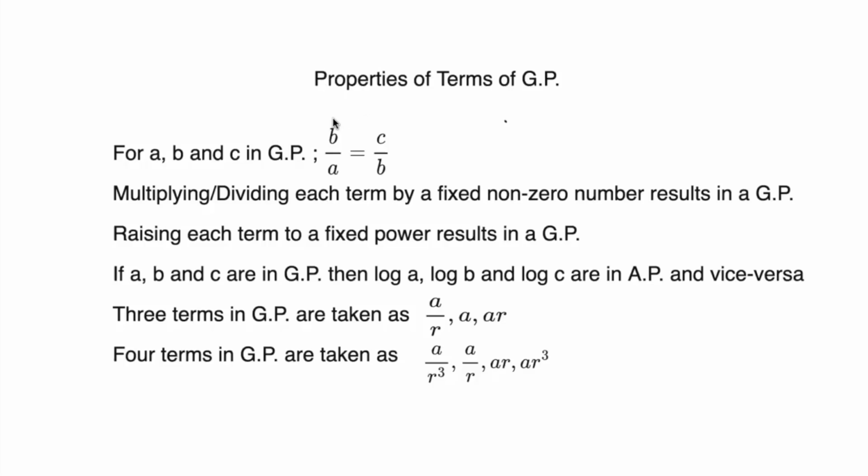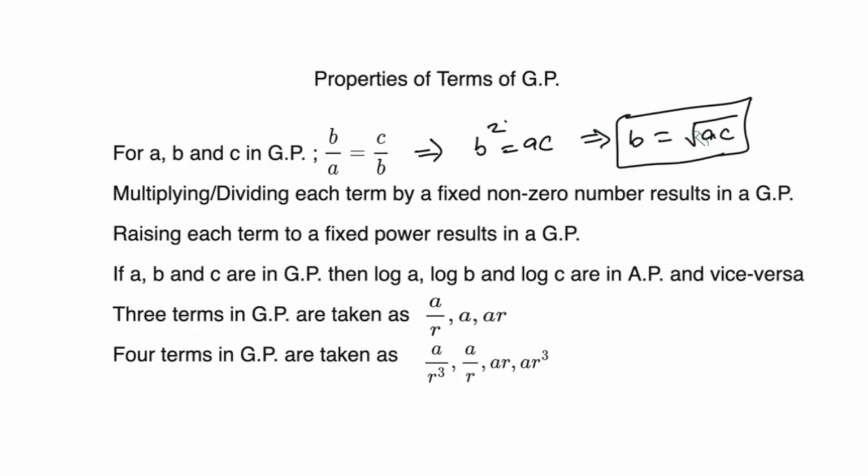Properties of terms of a GP. For any three terms A, B, and C in GP, as you know, the common ratio is the same. So the second term divided by the first one and the third term divided by the second term should be equal. So B over A is equal to C over B, which gives us B square equals AC, or B equals square root of AC. Here B is also known as the geometric mean of A and C.